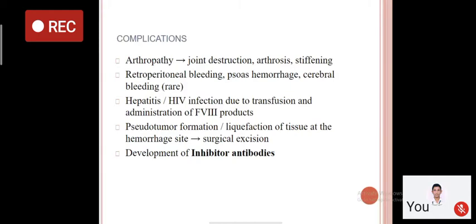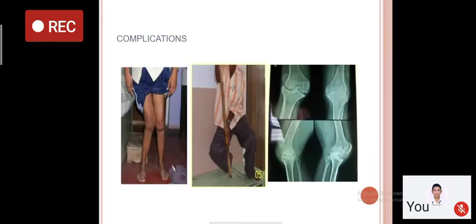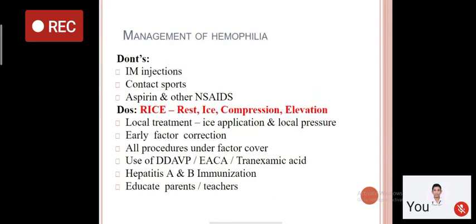Then pseudotumor formation and liquefaction at the site of hemorrhage. This can be a surgical emergency. And formation of inhibitors to these factors is again a life-threatening situation, where the patient might not respond to adequate treatment with the factor concentrates. So this is how these patients have joint complications. There could be permanent deformity, contractures, and difficulty in mobilization.